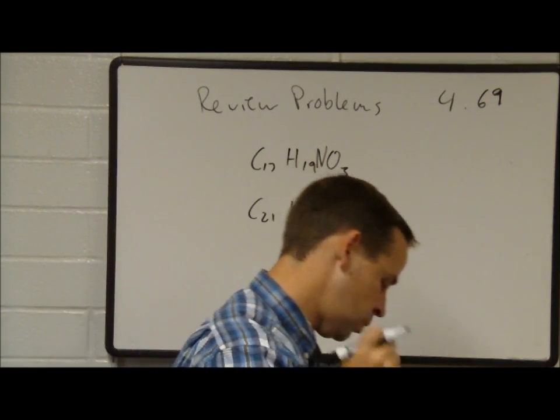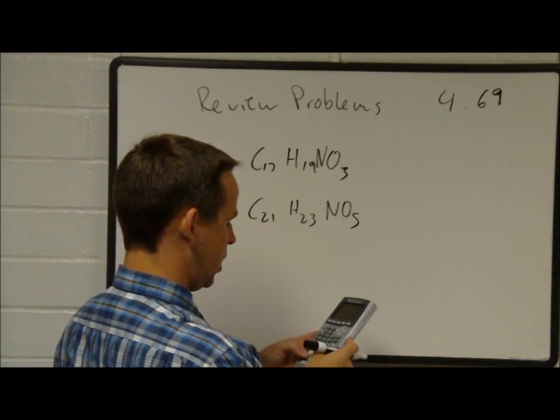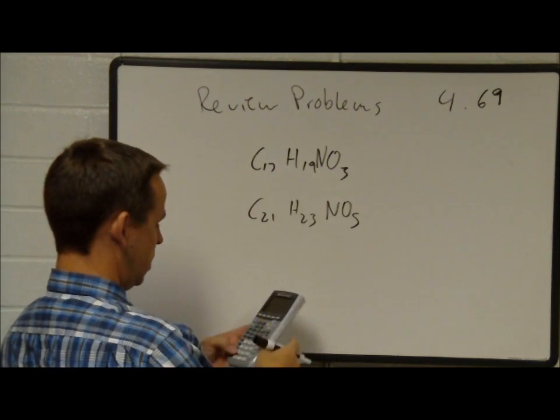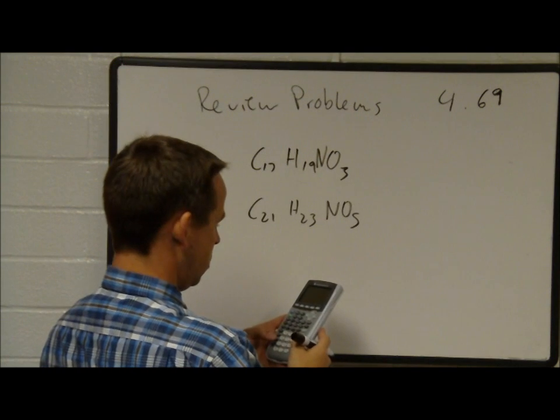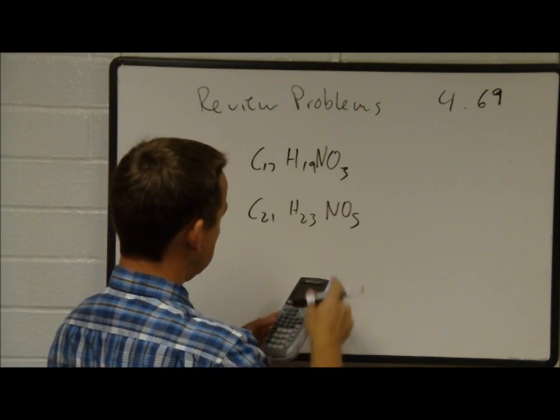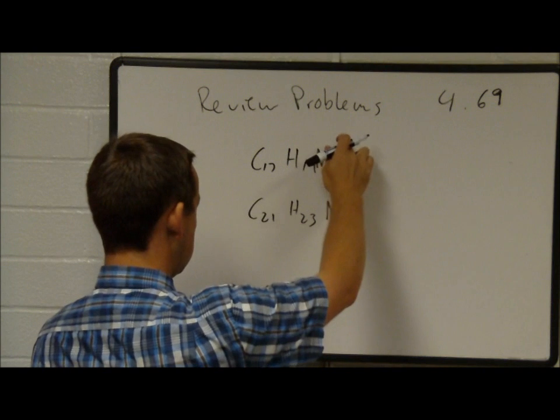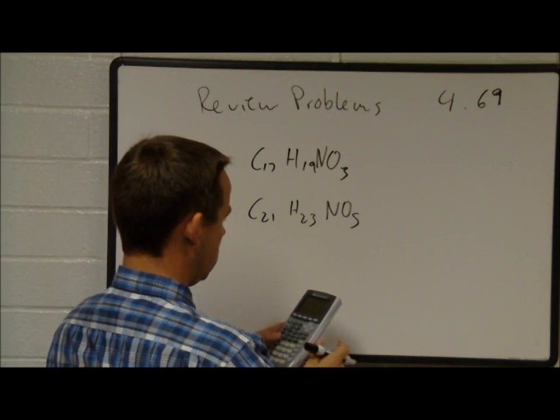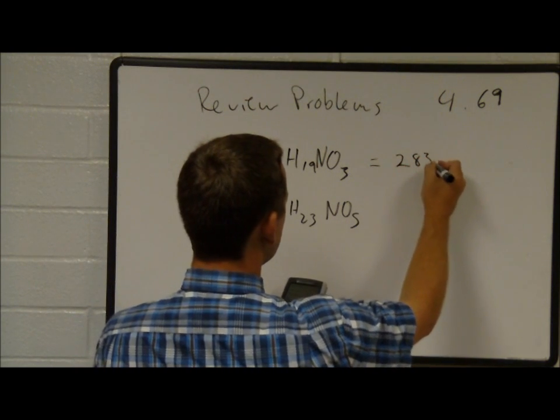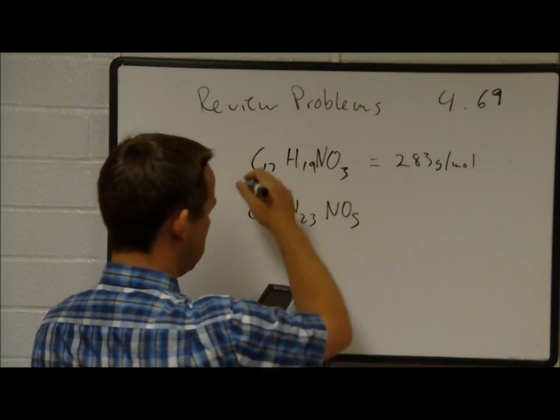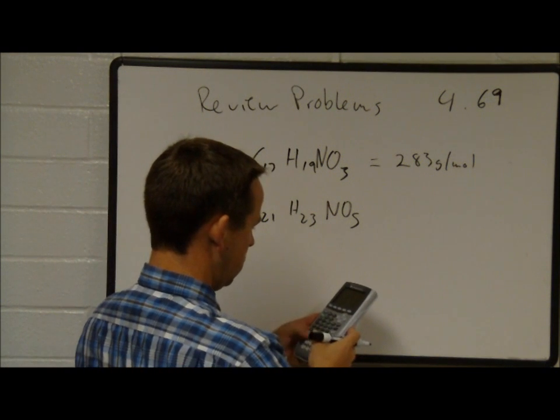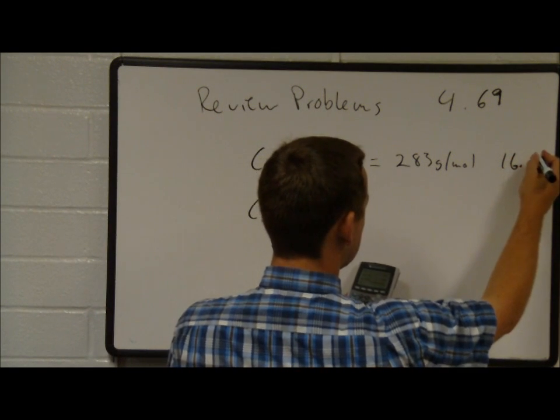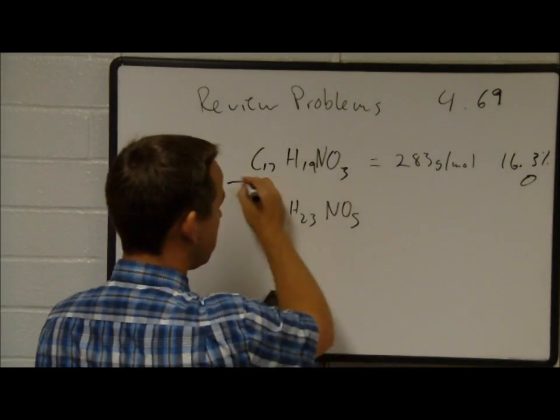All right, so we have to add these all together. We got 12 times 17, that's 12 carbons times 17, plus 1 times 19, plus 14 for the nitrogen, plus 16, 16, 32, plus 16 is 46. So I'm getting 283 grams for every mole of this stuff here. And if there's 46 divided by 283, then I'm getting 16.3% oxygen for this top one.